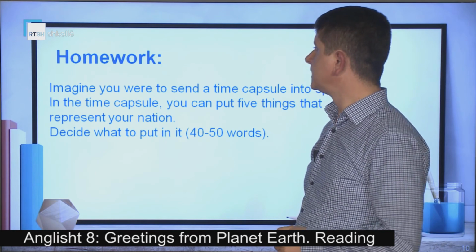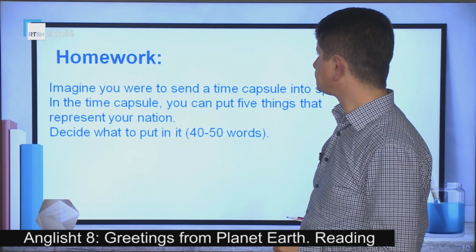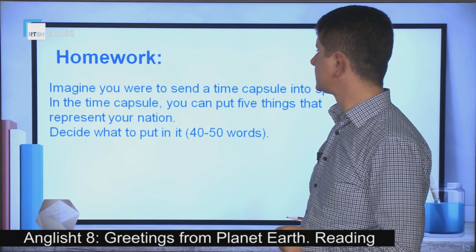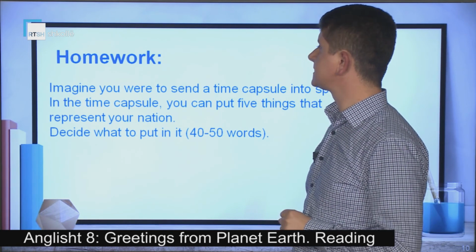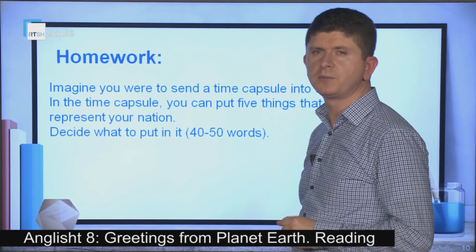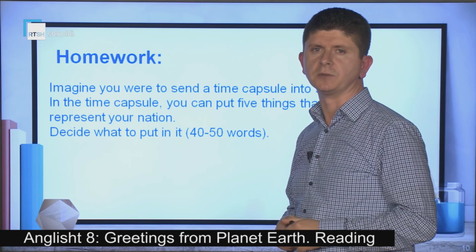For next time, you will have to write about if you were to send a time capsule into space. You can put 5 things that represent your nation. Decide what to put in it. Write about 40 to 50 words about this issue.